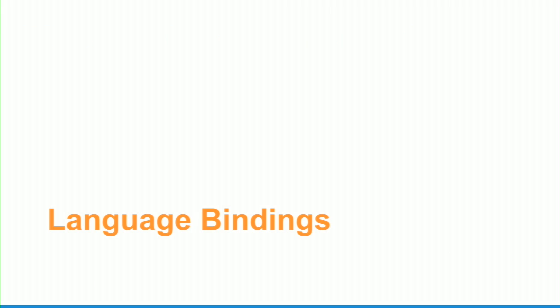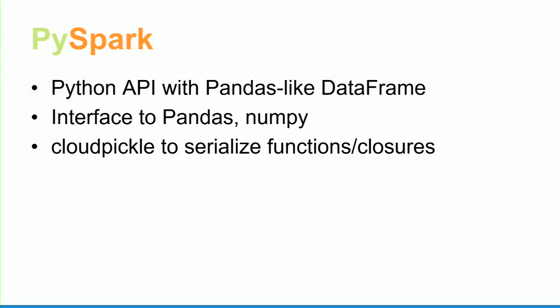So let's sidetrack a little bit, talk about the two language bindings. Language binding in this sense is like Python and R. Let's start with PySpark. PySpark is the Python API with a pandas-like data frame that you can interact with. It integrates with pandas and NumPy. When you have to serialize a function or some closure capture that happens, it's done using CloudPickle.